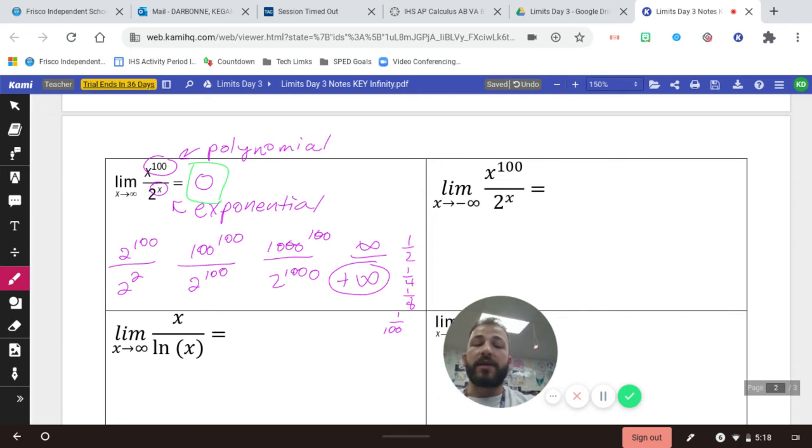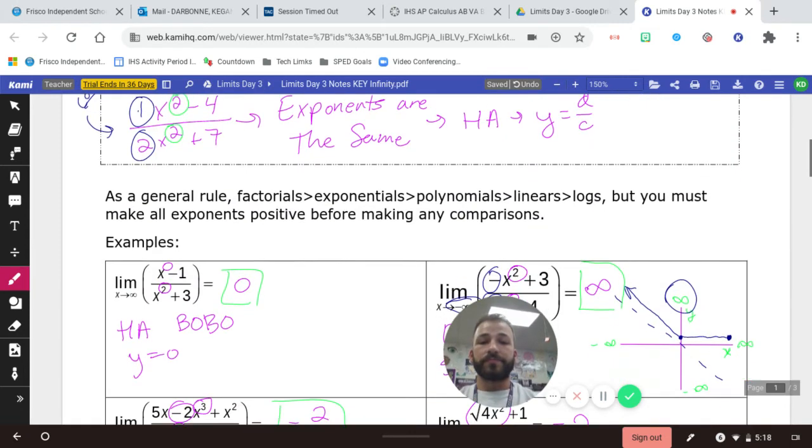Okay, now let's talk about another one. We have the limit as x approaches negative infinity of x to the 100 over 2 to the x. Same function, but now we're going the other way. Now what makes this one a little bit different is that if I plug in infinity to the 100 over 2 to the negative infinity, well, now I have a negative exponent. And before I evaluate anything, I always have to make exponents positive.